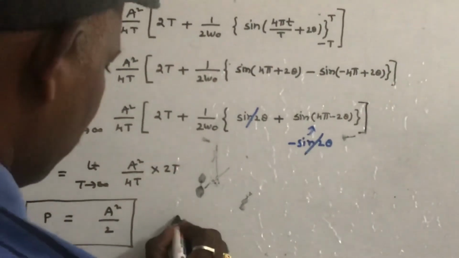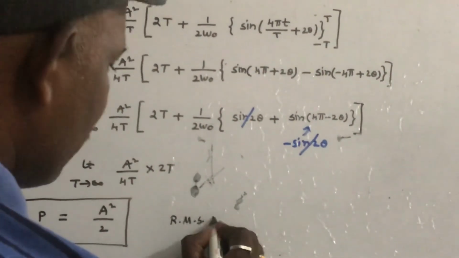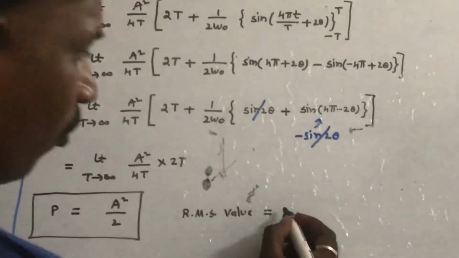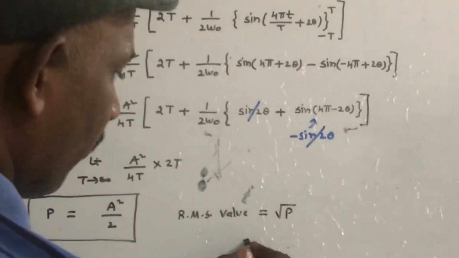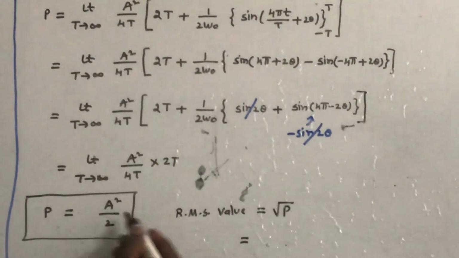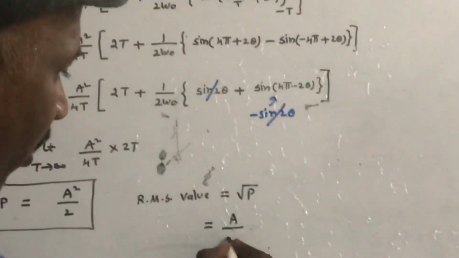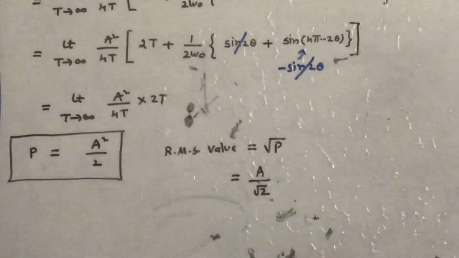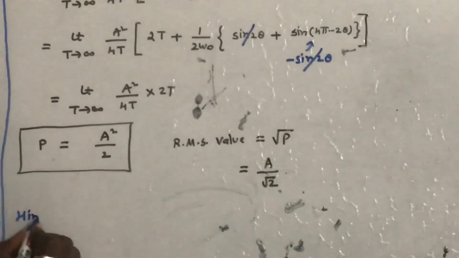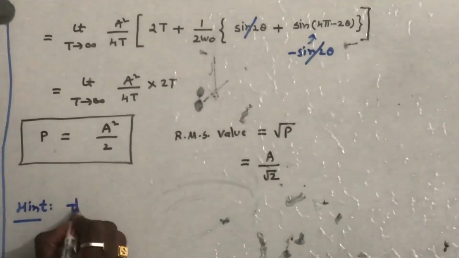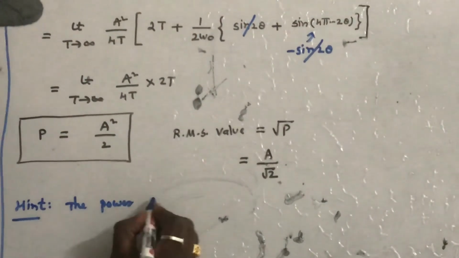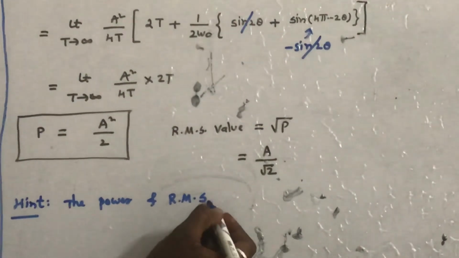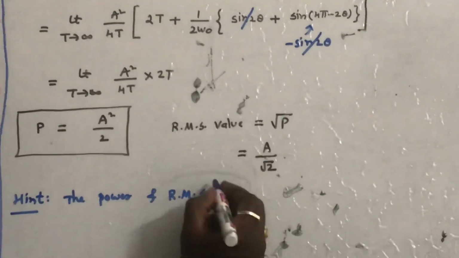So what is the RMS value? As explained, RMS value, we have to take the root of power. So what is power? A square by 2. If you substitute, it will come out as A by root 2. So therefore this is a very, very important formula. For example, remember this hint: RMS, as you know, is root mean square. First we have to take the mean and square and take the root. So this is called the RMS value.